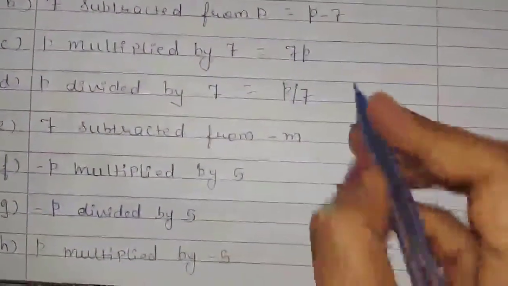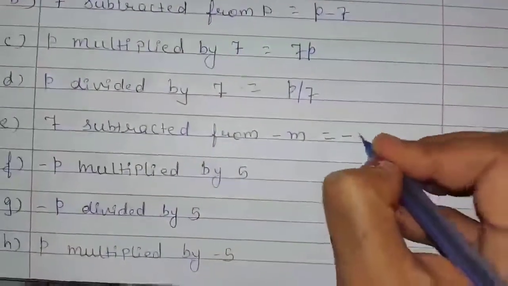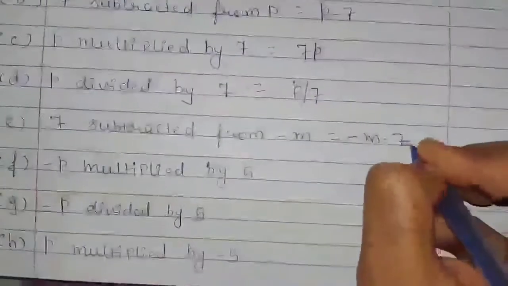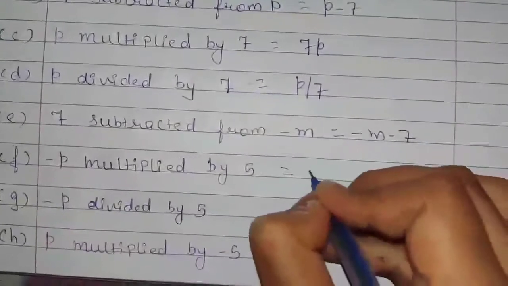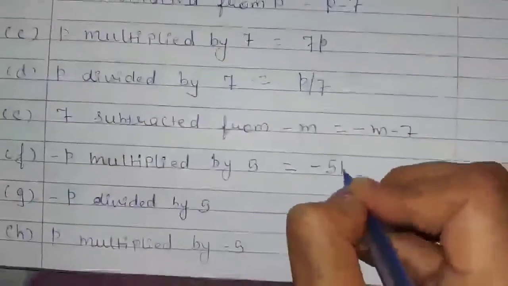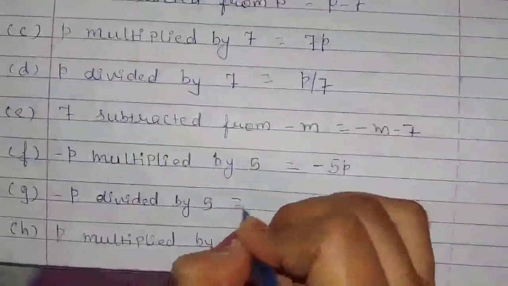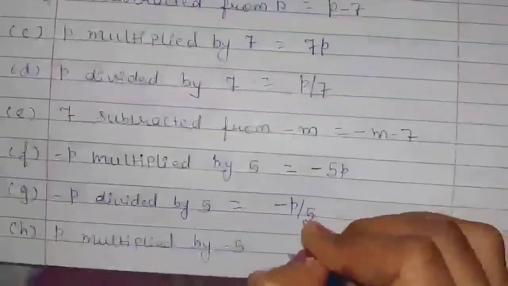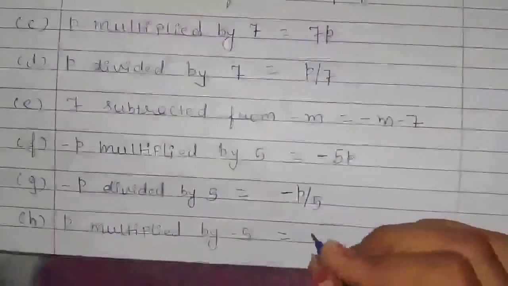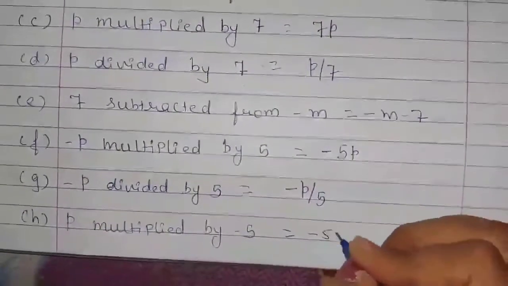7 is subtracted from minus m. So minus m minus 7. Minus p multiplied by 5. Hence minus 5p. Minus p divided by 5. Minus p upon 5. p multiplied by minus 5. Minus 5p.